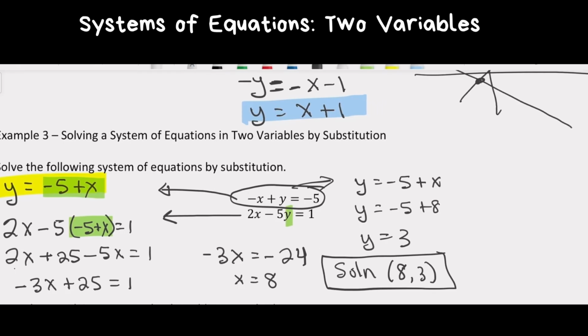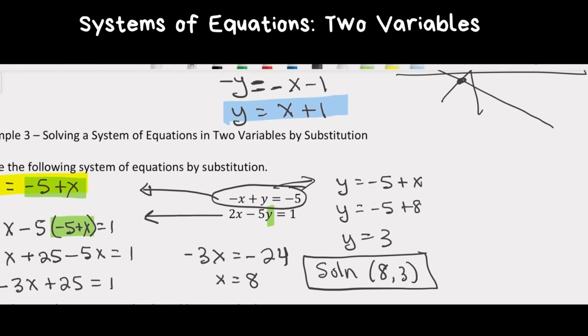Now, I just used, basically, this top equation to find the y value. So I'm going to use the bottom equation to just do a check to make sure that I am correct. So the second equation is 2 times x minus 5 times y. And does that equal 1? This is 16. This is 15. Yes, it does. I am happy with my solution.